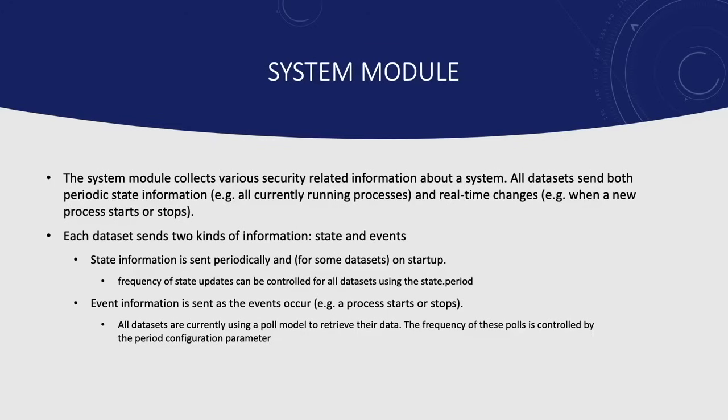State information is sent periodically and on system startup and can be controlled by using a configuration called state.period. Event information is sent as the event occurs, for example, when you start or stop a process. For event information, all datasets use poll model to retrieve that data. Frequency of polls can be controlled by the period configuration parameter. Now let's move on to the lab system.